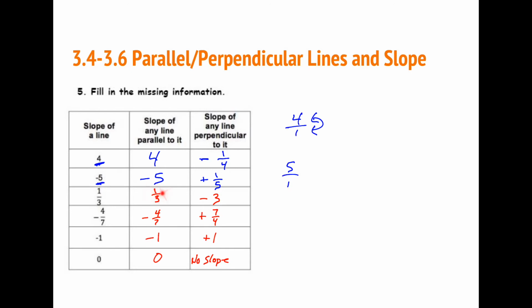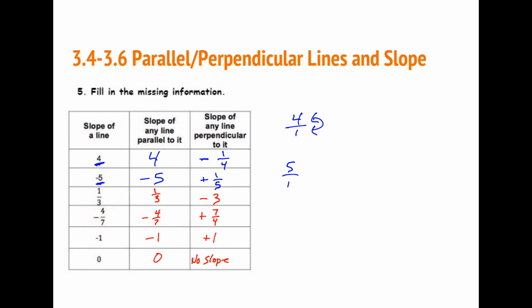So for this one, remember, if we want to do the opposite reciprocal, since this number is positive, this number has to be negative. And when I flip the fraction 1 over 3, I get 3 over 1, which is just 3, so negative 3. 4 sevenths, flipping that, we get a 7 over 4. And then if this is negative, then this answer has to be positive.